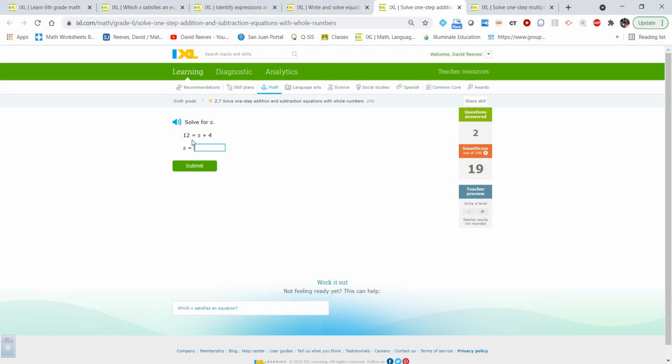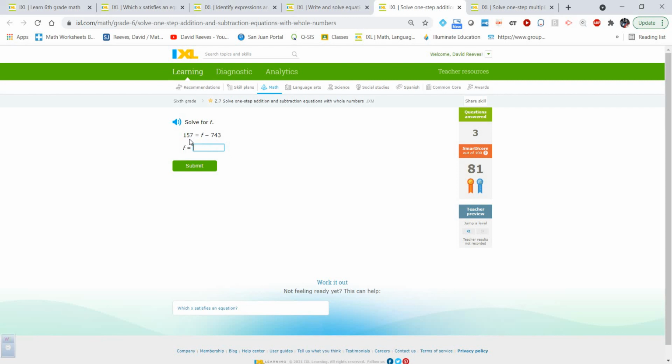All right, s plus 4 is 12. I want to get that variable by itself. What is the inverse of adding 4? Subtracting 4. 12 minus 4 is 8. All right, let's skip up a couple levels and see where it takes us here.